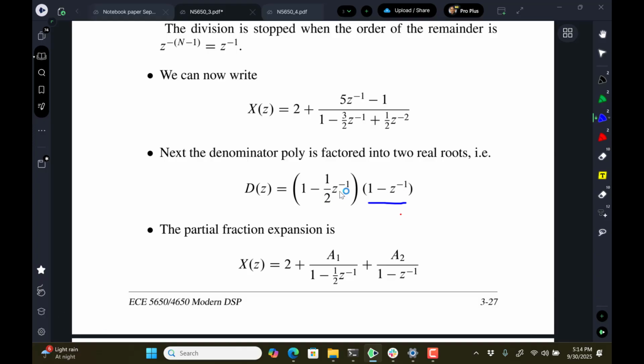In other words, what power of z will make this term go to 0? That's going to be z to the minus 1 equals 2, and what value of z to the minus 1 makes this go to 0? That's going to be z to the minus 1 equals 1, which is 1 over 1.